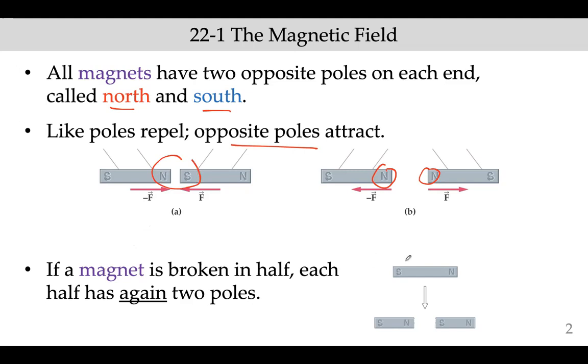So if you have a magnet and you cut it in half or break it into smaller pieces, in this case two pieces, then you again get magnets with two poles. So you never get only south or only north. So all magnets have two poles.